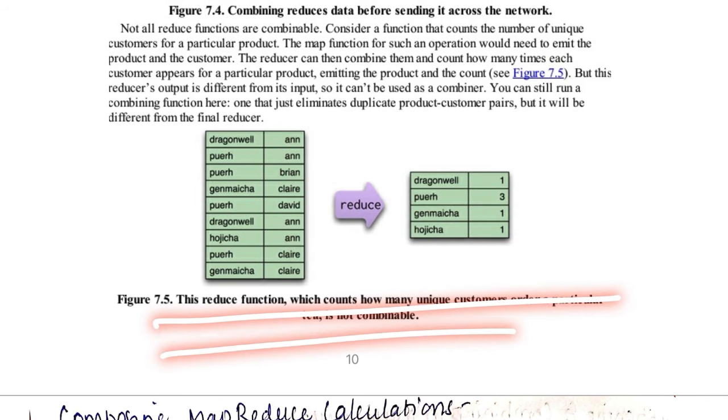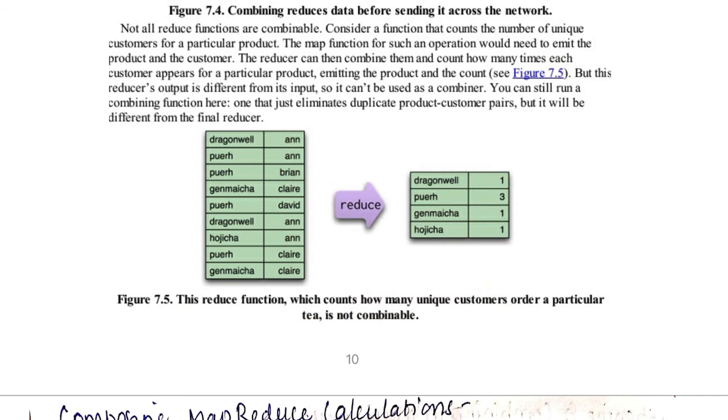So sometimes the combiner functions may not work properly. In such situations we have to come up with a new combining strategy for eliminating the duplicates.